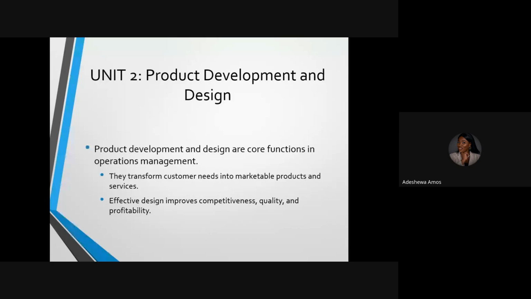And now effective design improves competitiveness, quality, and profitability. So when your product is well designed, at the end of the day, you are able to get more profit, you are able to compete very well with your competitors, and also you are able to get competitive advantage over them.